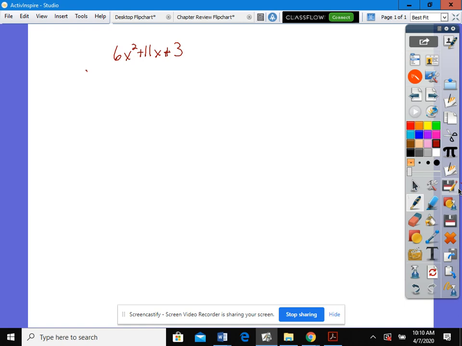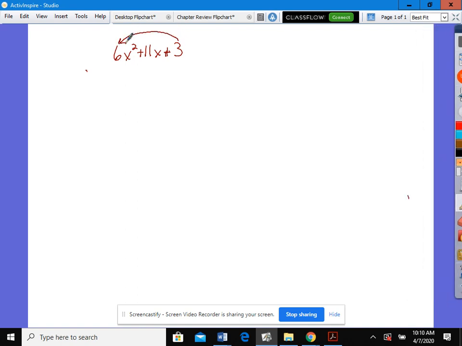The first step in slide and divide is to take your C, which is 3, and multiply by your A. This is the slide part. So 3 times 6, that's 18. Typically we would always look for factors of this last number, but using slide and divide, we don't look for factors of 3, we look for factors of 18 instead.